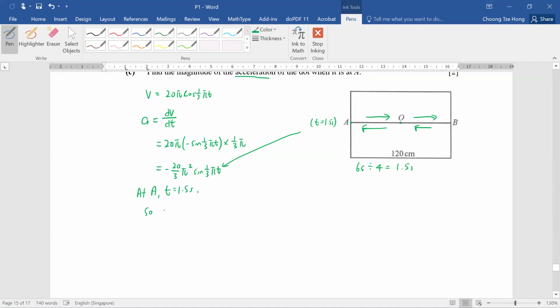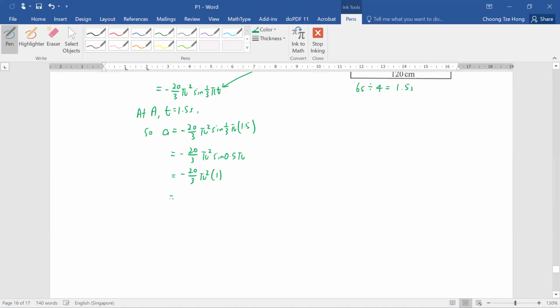So the acceleration will be negative 20 over 3 pi squared sine 1/3 pi times 1.5, right? You will get negative 20 over 3 pi squared sine, and 1/3 times 1.5 gives you 0.5 pi. So 0.5 pi is sine pi over 2, which is sine 90. And we know that sine 90 is equal to 1, right? So the acceleration would be 20 over 3 pi squared.